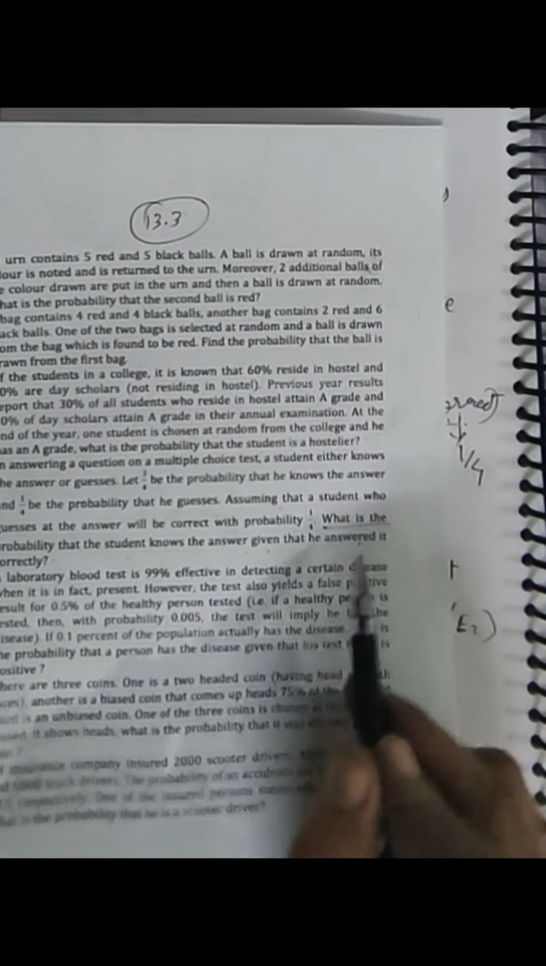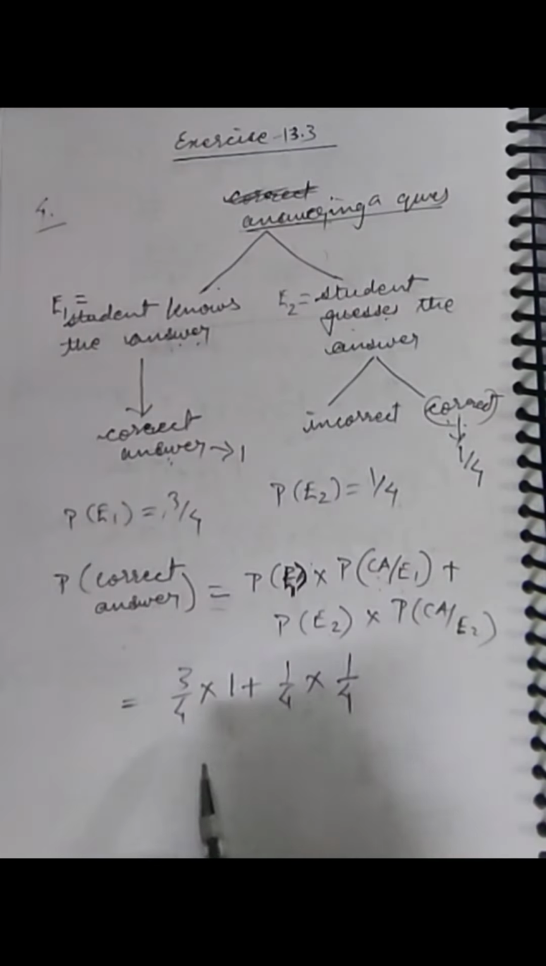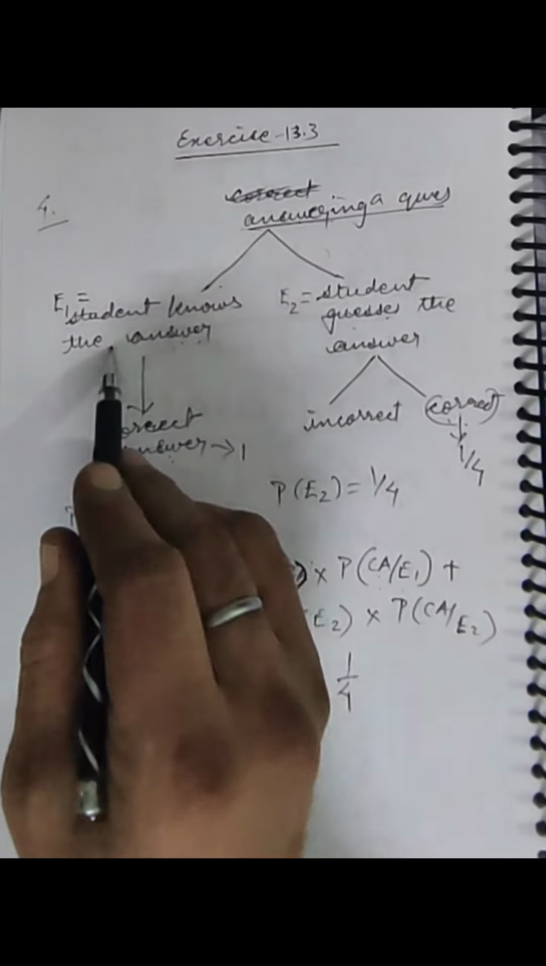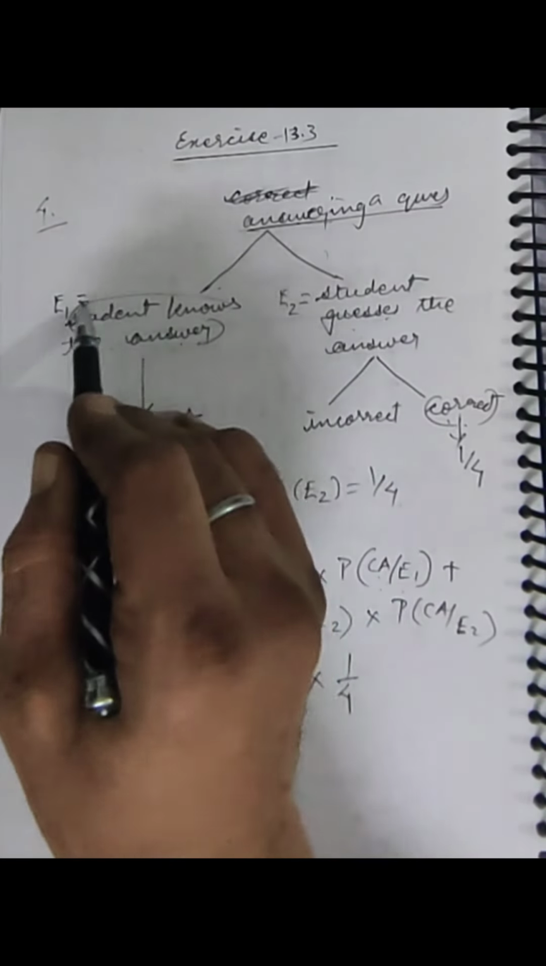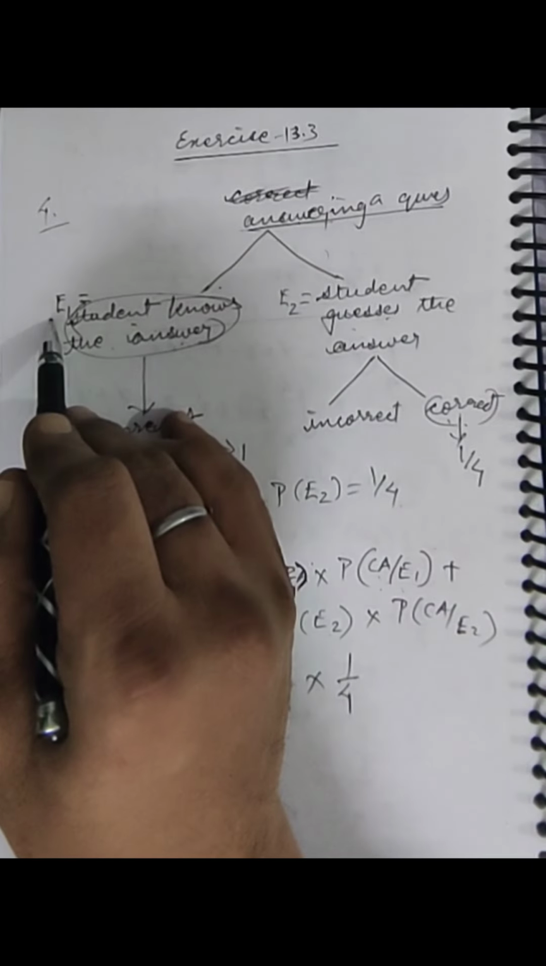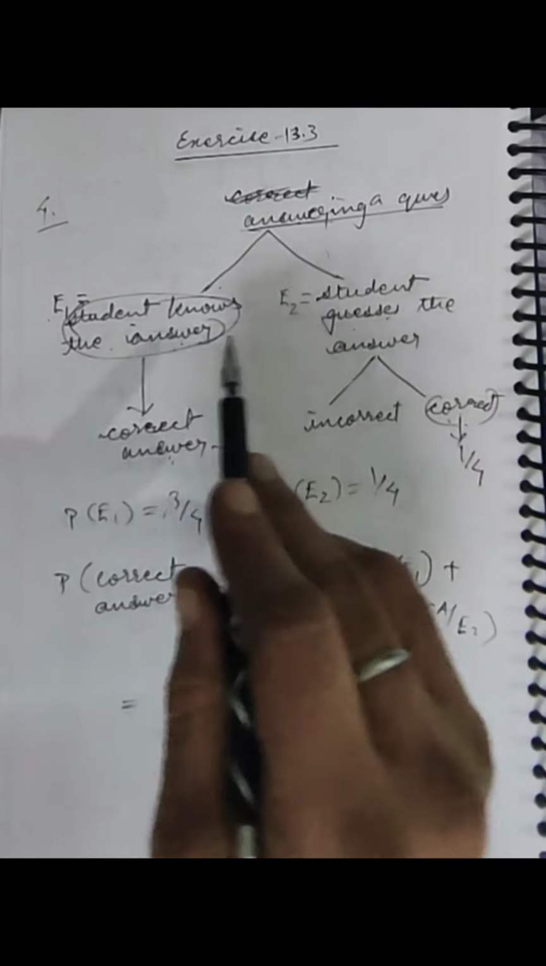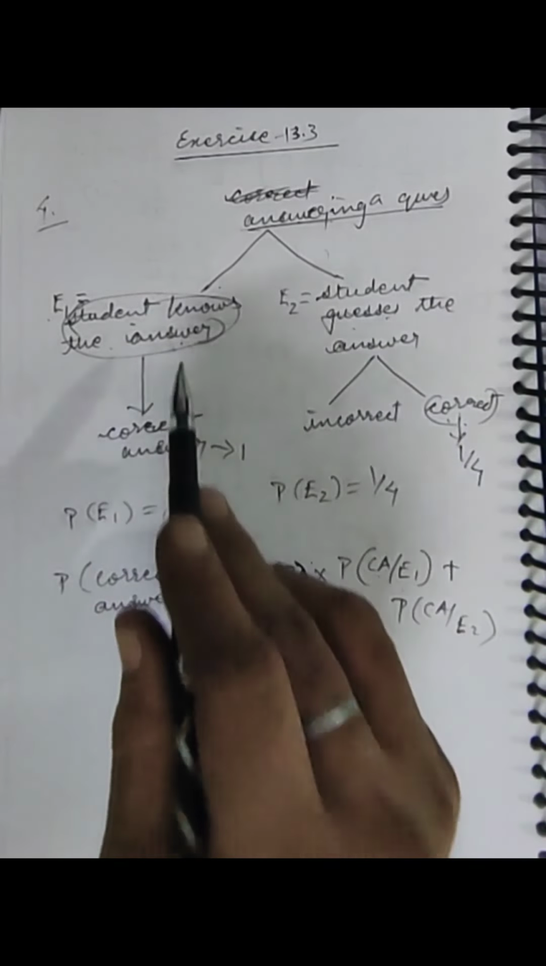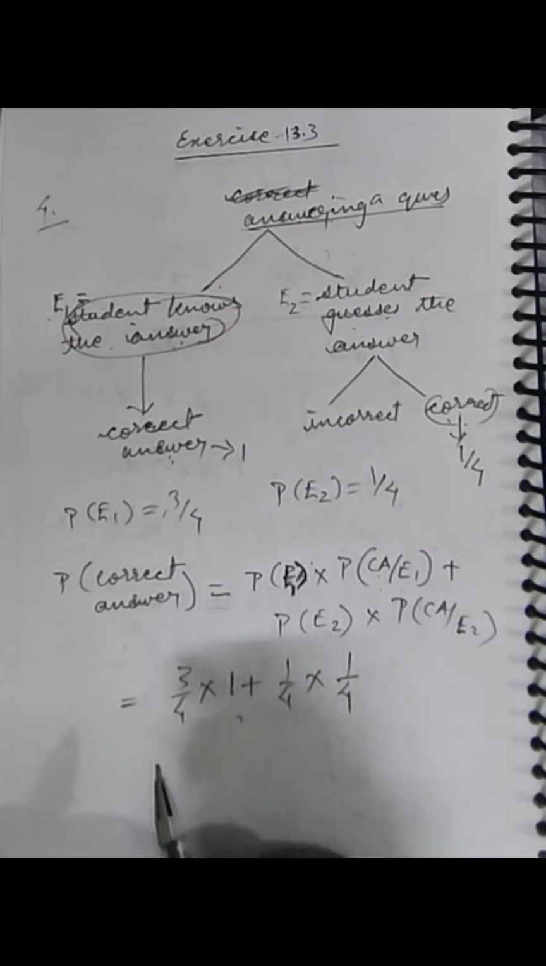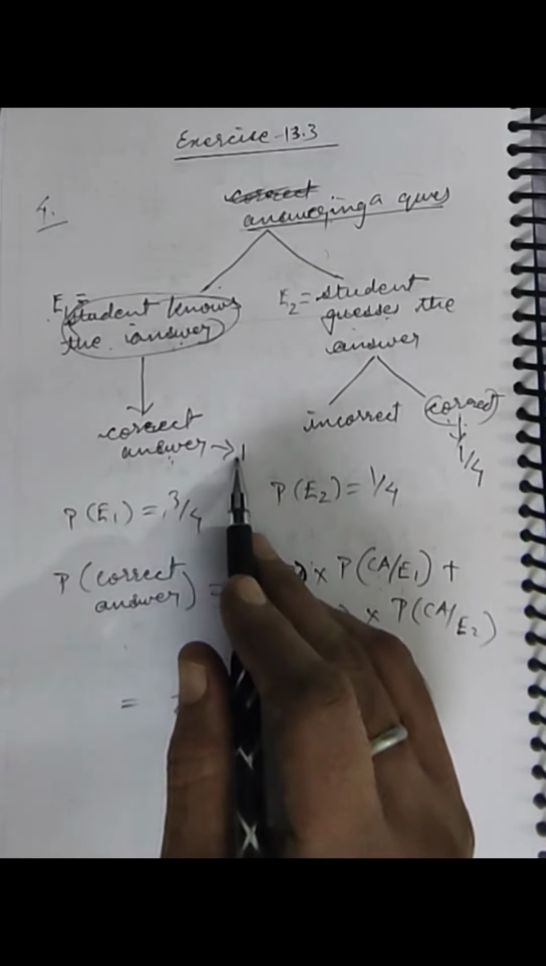What we have to apply finally: total probability or Bayes theorem? For that we have to see the last statement. What is the probability that the student knows the answer? So we have to find the probability that the student knows the answer. Here in this condition, the student knowing the answer is an event. I hope you get it now. We have to find the probability of some event. That means this is the equation of Bayes theorem, not of the correct answer.